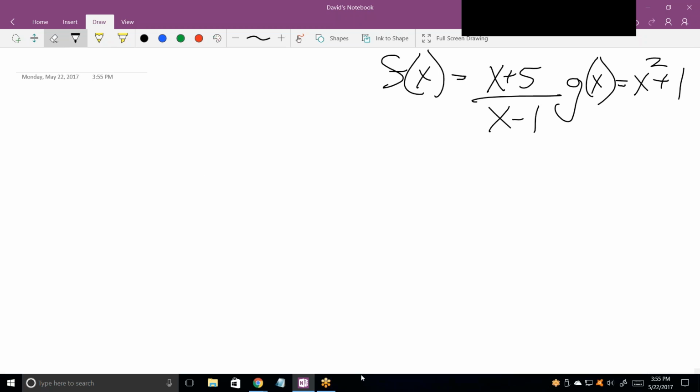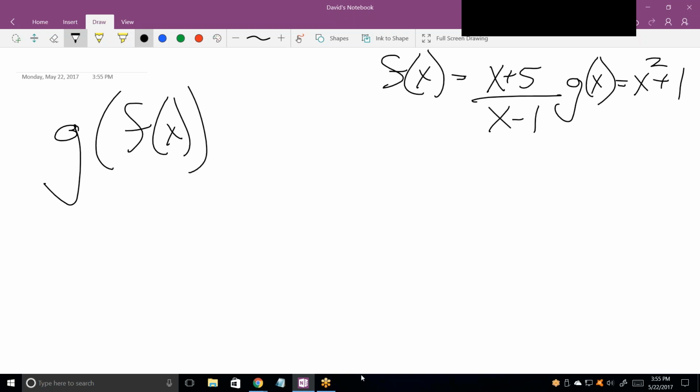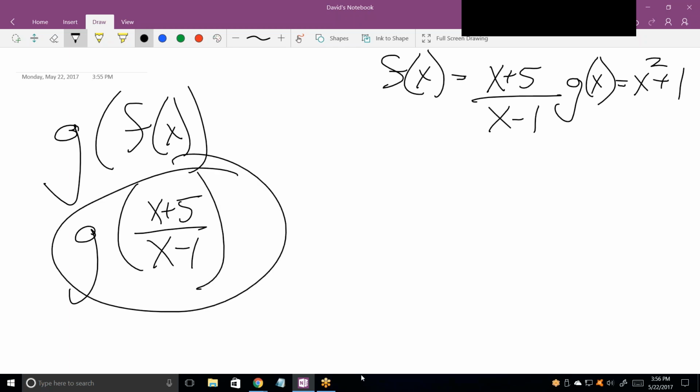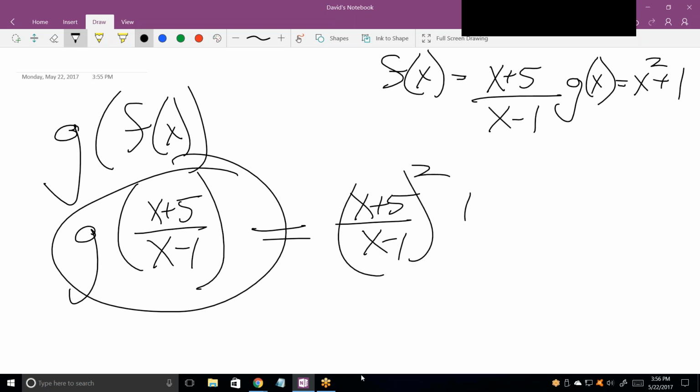What's g of f of x? First of all, write it in a nicer manner. In other words, what are we taking g of? X plus 5 over x minus 1. I like to see that step. Because now we know how to do that. Because all you do is whatever's in the parentheses, you substitute for x in the g of function. So g of that is equal to what? X plus 5 over x minus 1 quantity squared plus 1. Yep. You know those good. You don't have any problems with those.